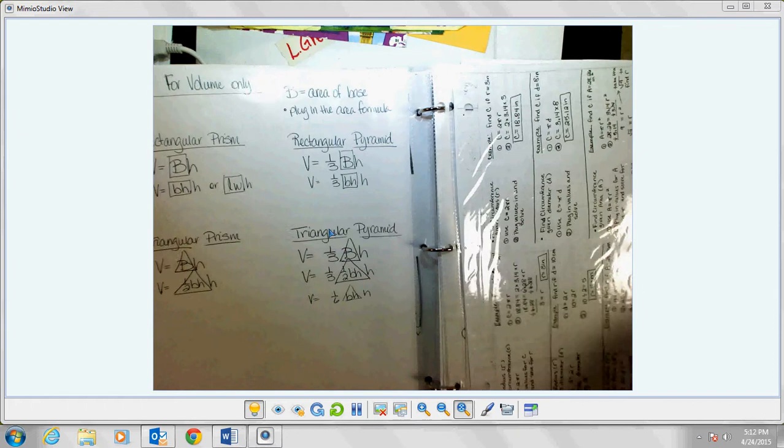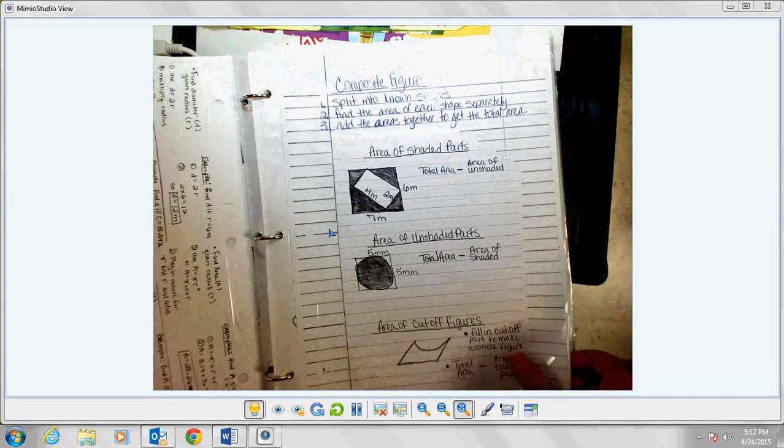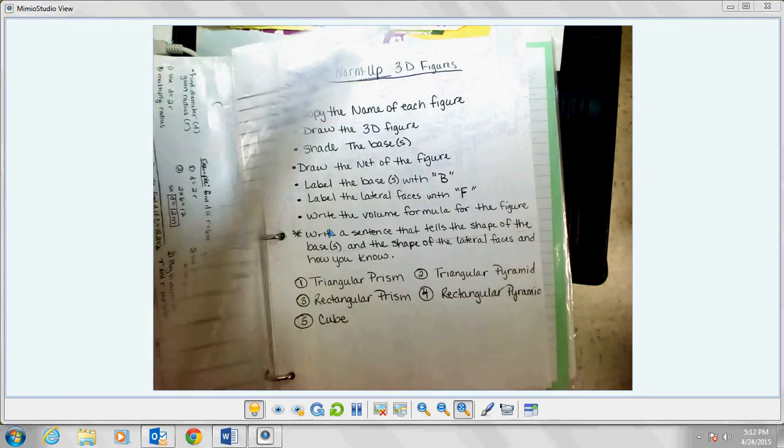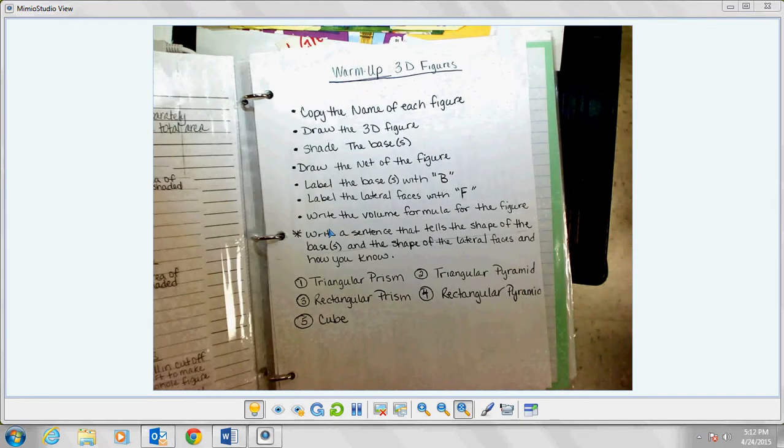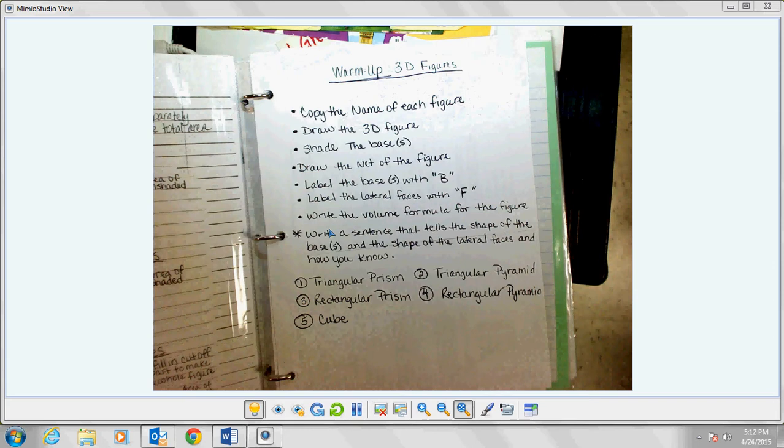Okay, then you had your composite figures and your using circular formulas notes. So both of those were copies that were already made and given to you. So this is the circle one, front and back. And there's your composite figures notes that was given to you.